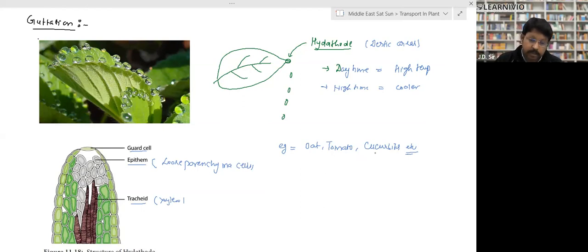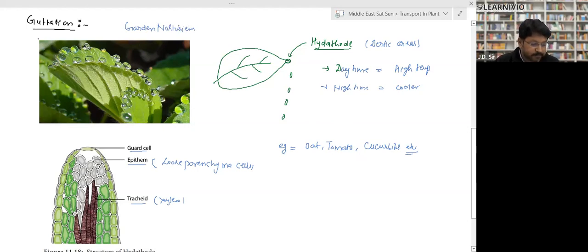And one more example, which is very frequently asked, is garden nasturtium, the name of that plant. This is the picture of garden nasturtium. So the example is garden nasturtium.